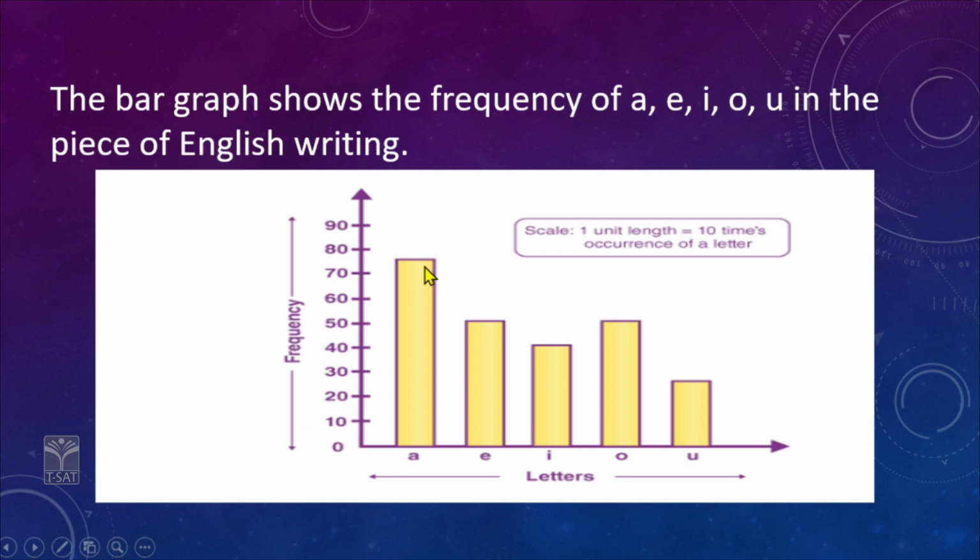A lies between 70 to 80, E lies between 50 to 60, I lies between 40 to 50, and O is mostly equal to 50, and U is approximately equal to 30. Okay, some questions are asked in this area. So, a very important thing here.